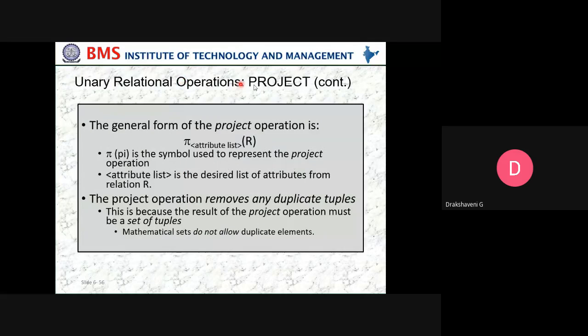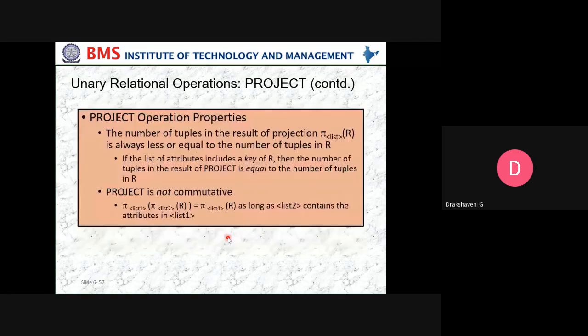Unary relation operation, that is project. The general form of the project operation is pi, attribute list, and R. Pi is the symbol used to represent the project operation. Attribute list is a desired list of the attributes from the relation R. The project operation removes any duplicate tuples. This is because the result of the project operation must be a set of tuples. Mathematically, sets do not allow duplicate elements.